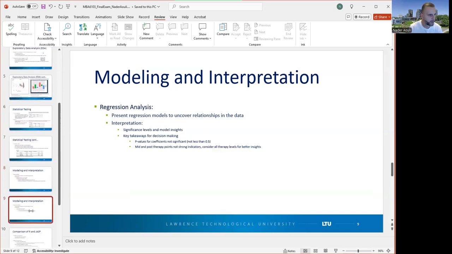Again, looking at modeling and interpretation, this presents the regression models to uncover relationships in the data. Again, significance levels and models. Key takeaways: the p-values for the coefficients are not significant, not less than 0.05, and the mid and post therapy points are not strong indicators. We should consider all the different levels for better insight.